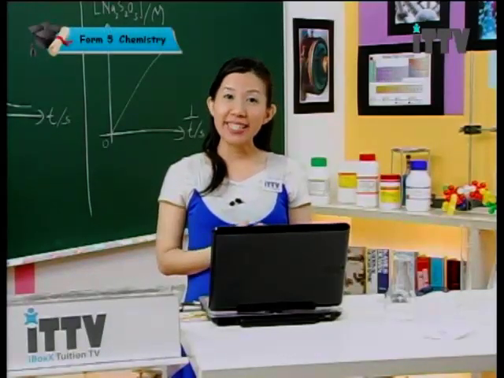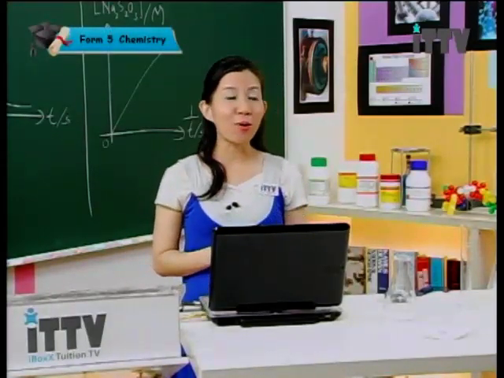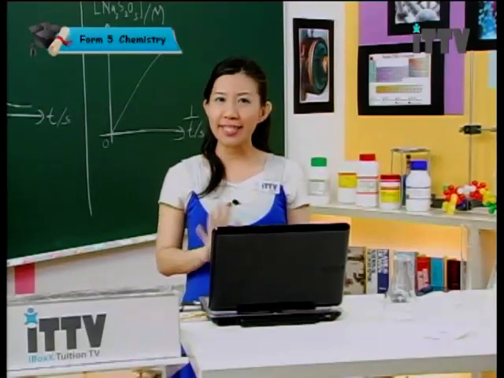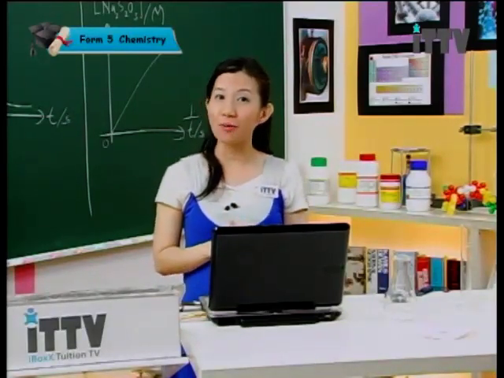Well, that ends our lesson on Chapter 1, Lesson 3 of Form 5 Chemistry. We have looked at factors that influence the rate of reaction.